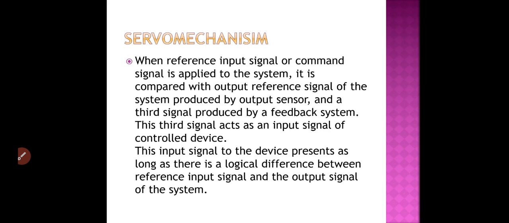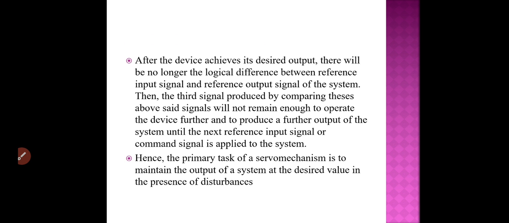That means at the point when the error is minimized, the difference between the output signal and the reference input signal becomes zero. At that point, the final output is the desired output. After that, the feedback is not fed to the input. At that point, we will get the desired output value. After the device achieves its desired output, there will no longer be a difference between the reference input signal and the output signal of the system.